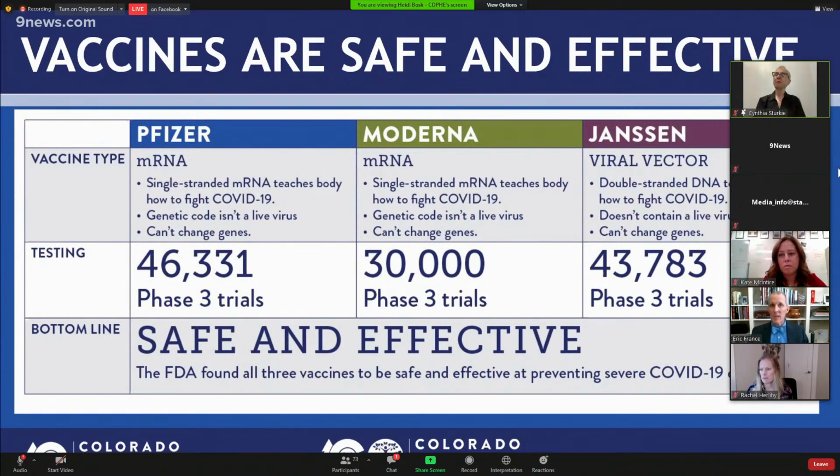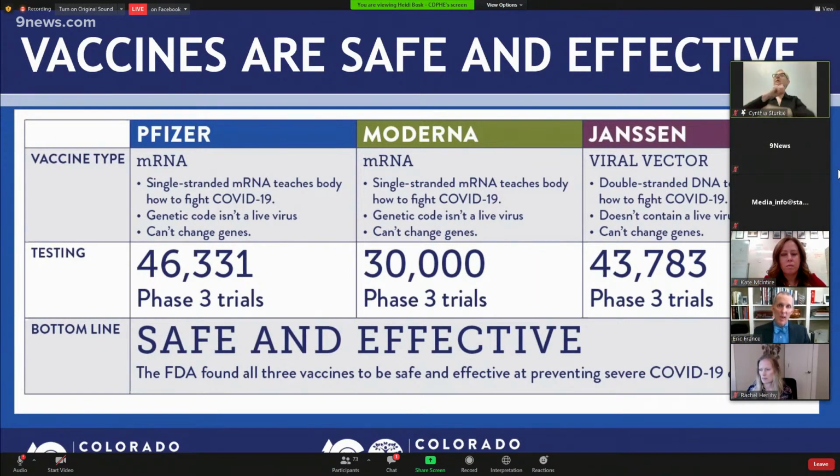So messenger RNA serves as that recipe, and the body follows the steps of the recipe to build a spike protein from COVID. It then presents that protein to the cell's immune system and the body's immune system. And by doing so, it prepares the immune system for some future date when we are actually infected by the virus. Our body's immune system is ready and can quickly defeat it, preventing us from getting sick.